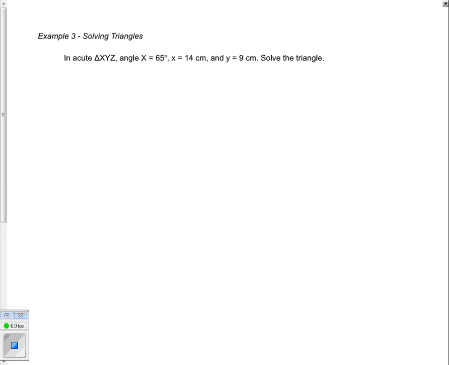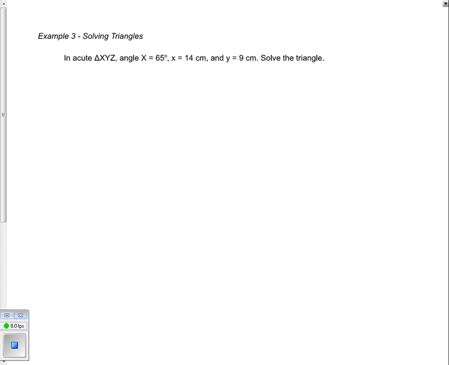We're going to look at solving triangles again. In this case, we're going to see if we can use the sine law to solve this particular triangle. So again, as always, we need to draw a diagram because the diagram will help us communicate our understanding of what's actually happening in this particular problem.